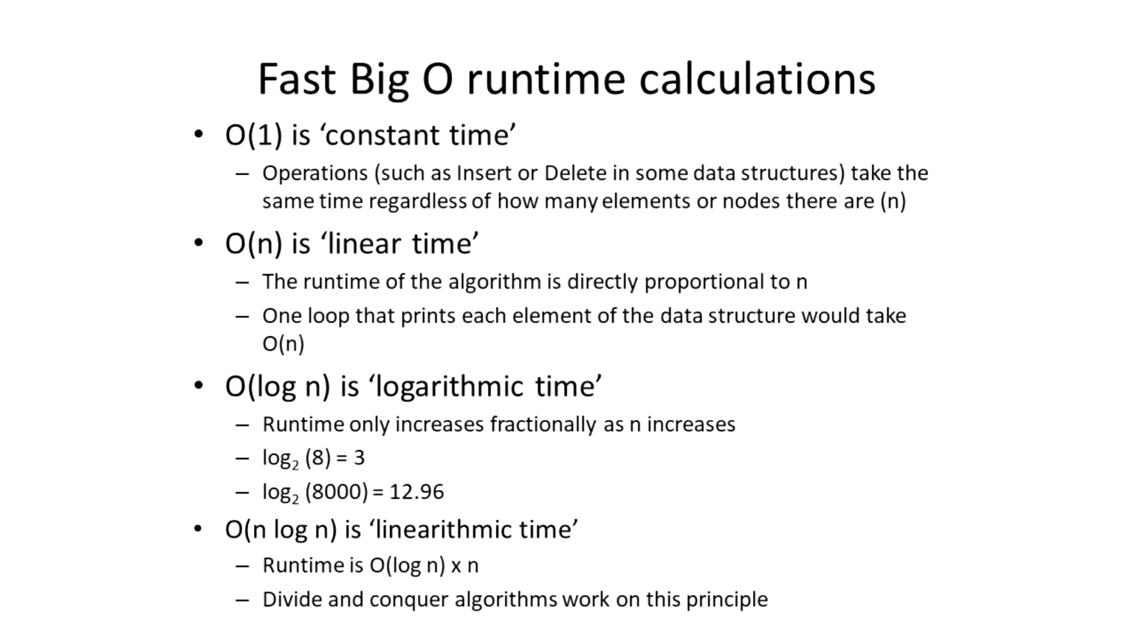Next, we have logarithmic time, which is denoted as O of log n. And put simply, logarithms are the inverse of the power function. So 2 to the power of 3, which is 2 times 2 times 2, gives you 8. So therefore, if we did log base 2 of 8, we would get 3, which is the number of times we need to multiply 2 by in order to get 8.